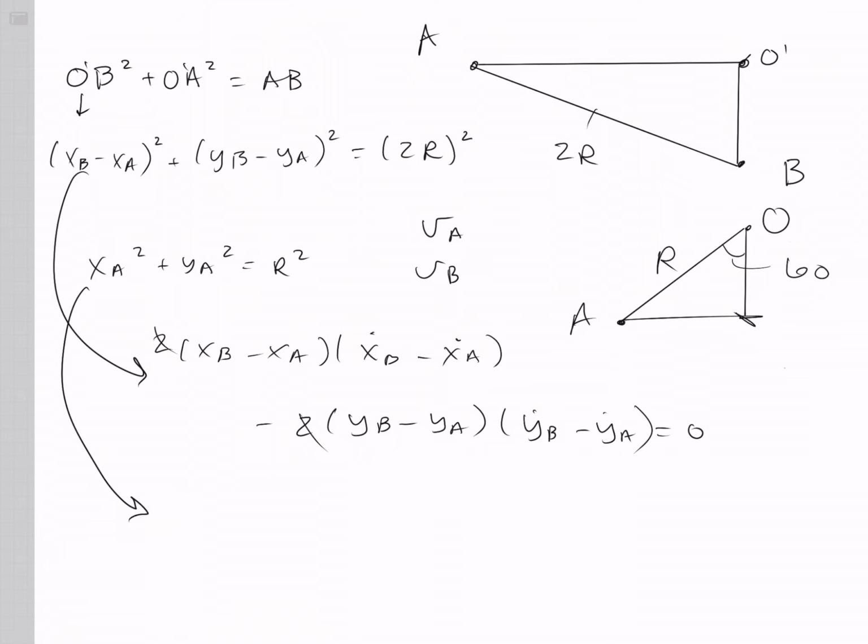Next, let's take a look at the derivative of this equation. And you have 2xa times xa dot plus 2ya times ya dot equals 0. Once again, we have a radius that is constant, so that will equal 0. This is fantastic. Now we have lots of variables that we can play with, but we need to make a few assumptions on what is given to us.